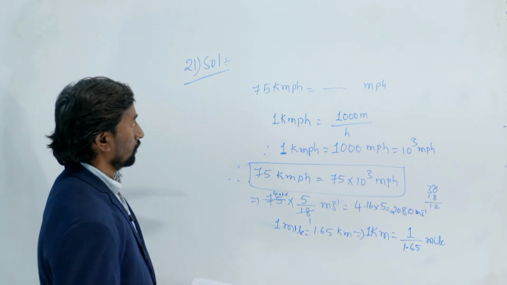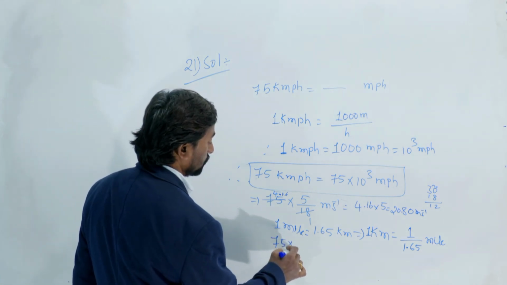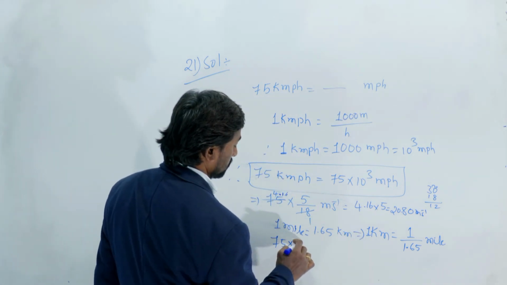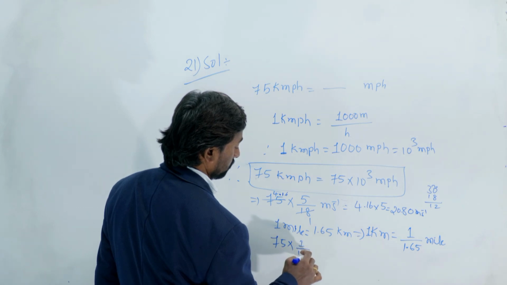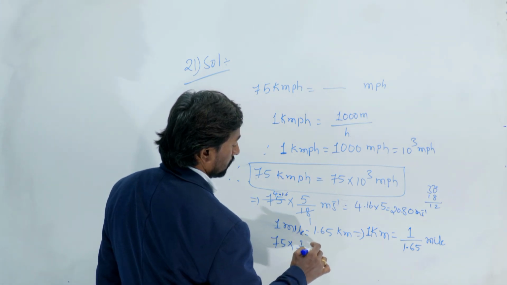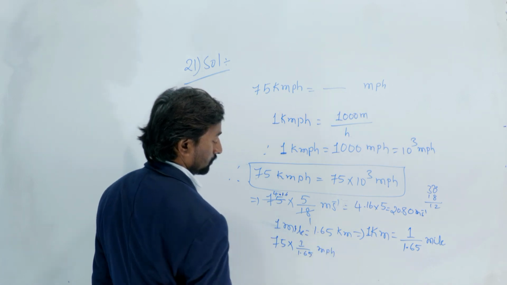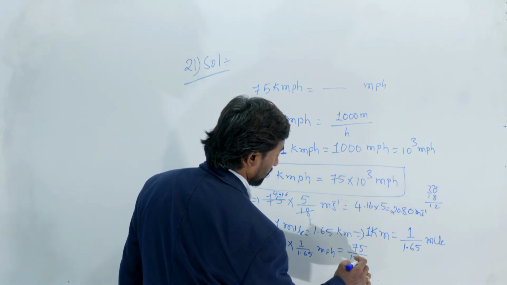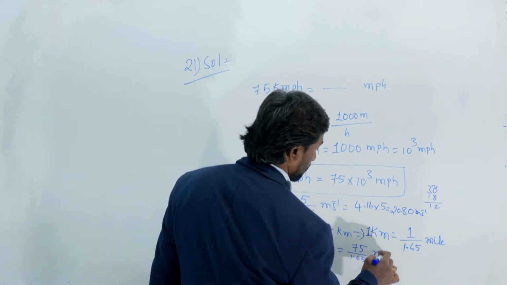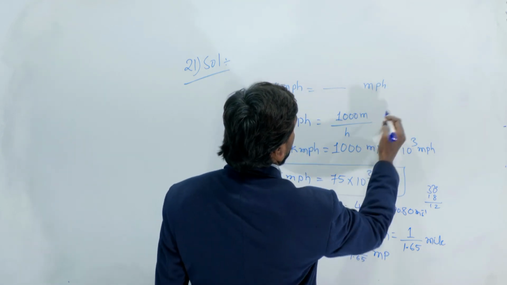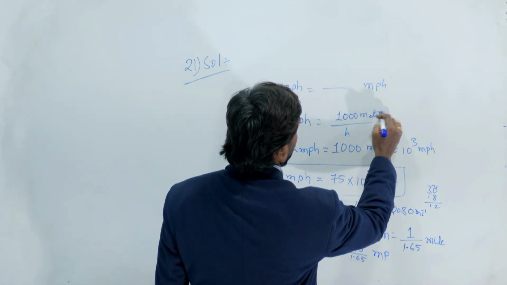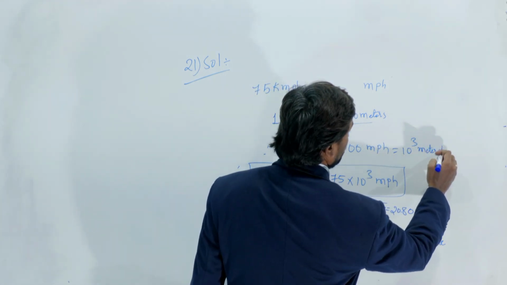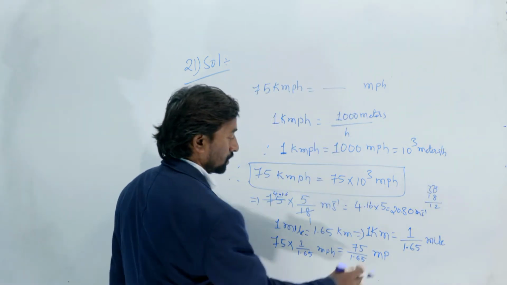So now write 75 into 1 kilometer per hour. We can write 1 kilometer as 1 by 1.65 mile per hour. Now if you simplify, we'll get the answer: 75 divided by 1.65. This is miles per hour.